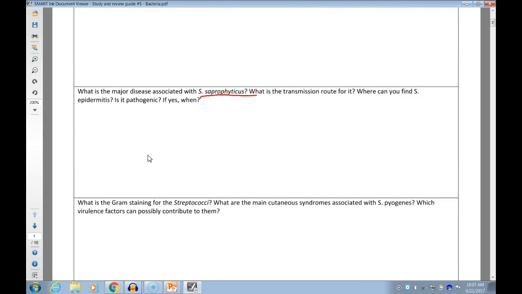UTIs, obviously the transmission is mostly sexual, okay. Staph epidermidis in the skin. Now, obviously I kind of guide you to the answer in the questions, like, is it pathogenic? If yes, well, yeah, it can be in immunocompromised patients. Does that make sense?